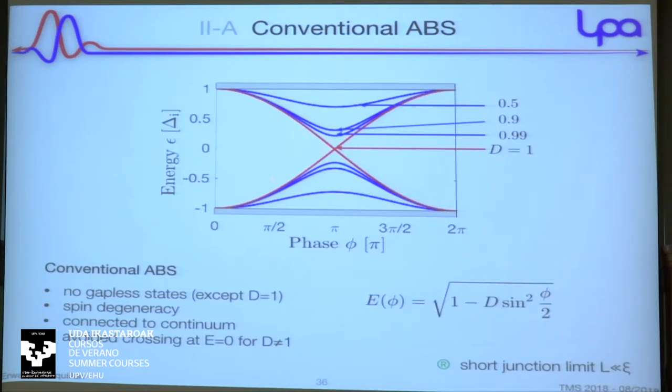And here you see that there is this avoided crossing, except for the case of a perfect transmission for which there is a crossing at phi equals pi. These states are spin degenerate. They are connected to the continuum of states which lies above here the gap in the junction, which is the induced superconducting gap. And this is a generic description of what happens in a Josephson junction.